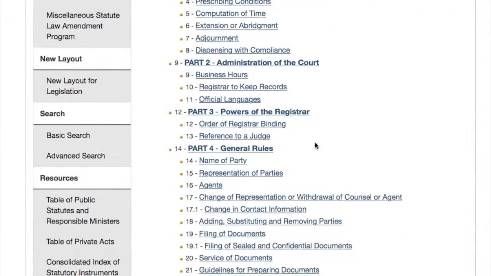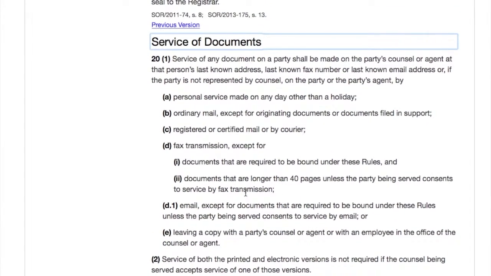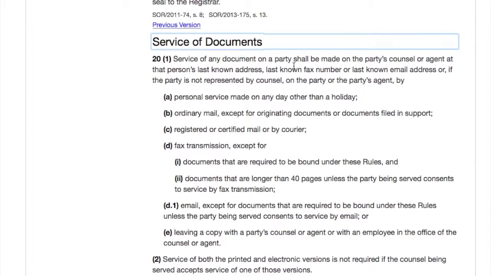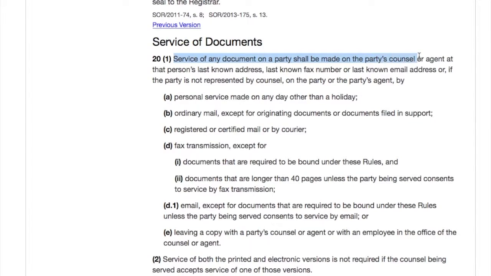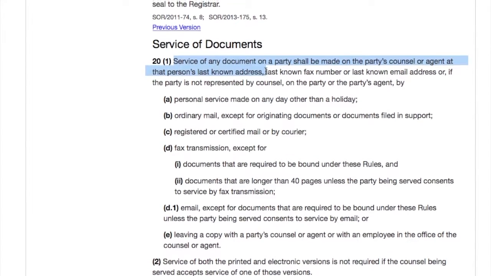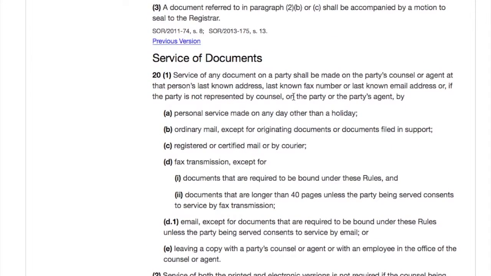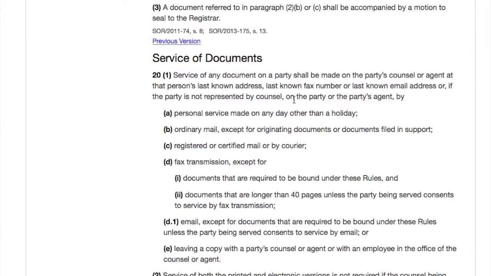So the other party can be served personally, or they can be served by... so right here is Service of Documents, Rule 20. So if you're going to be starting an action, it's a good rule to look at. Service of documents. Any document shall be made on the party's counsel or at the person's last known address by fax or what have you, except documents that are required to be served, except the originating documents.